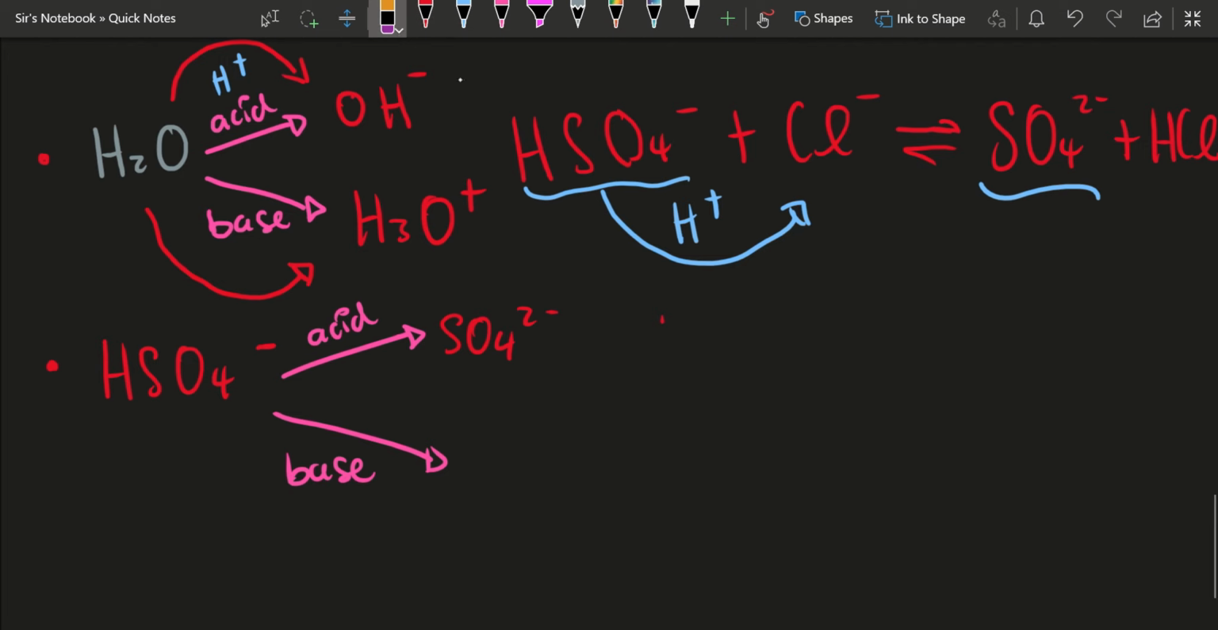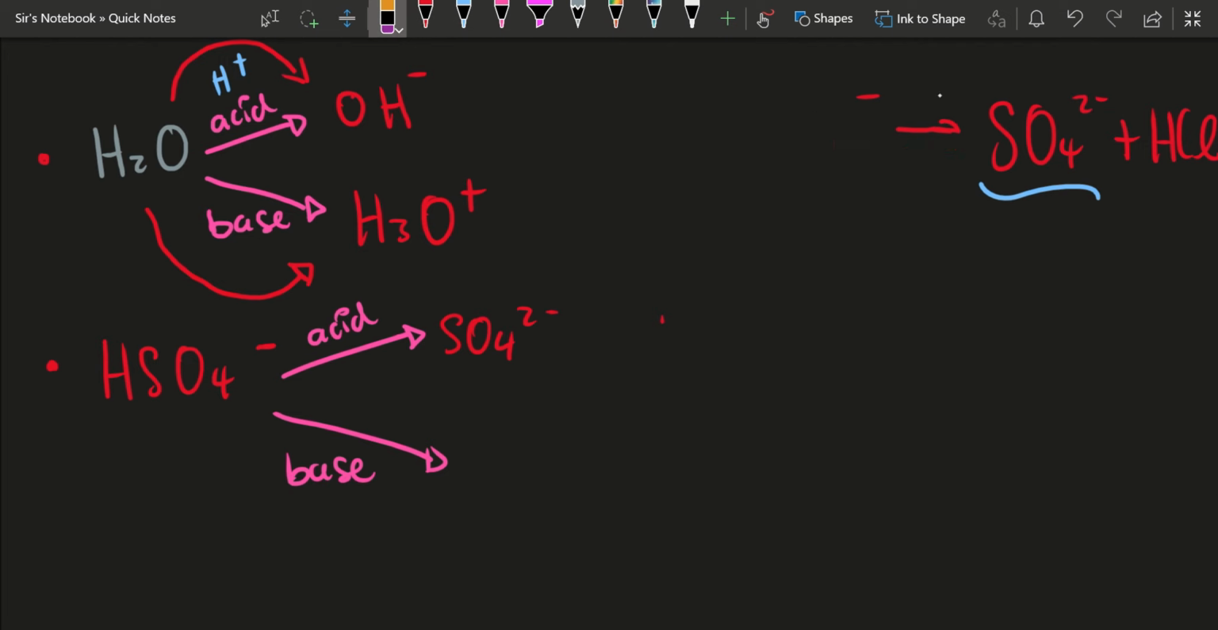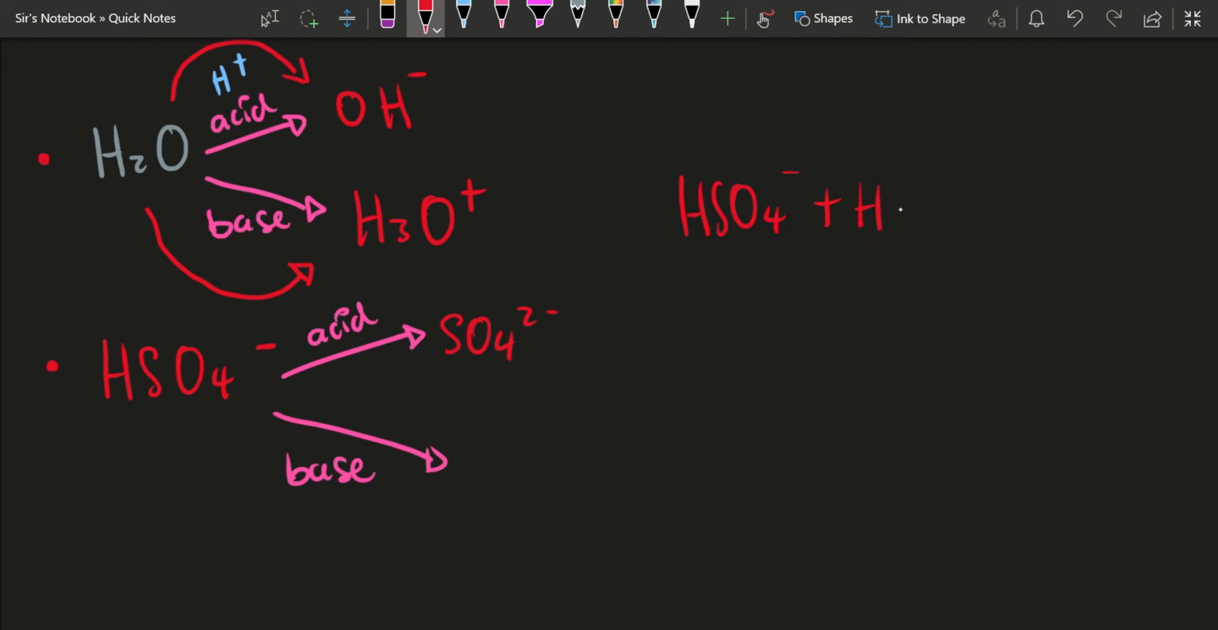But let's take a different example. Let's say it acts as a base this time around. So what do you know about a base? A base is a proton acceptor. So when it acts as a base, you'd have HSO4 minus reacting with water, and then what would you get? You would then get H2SO4.